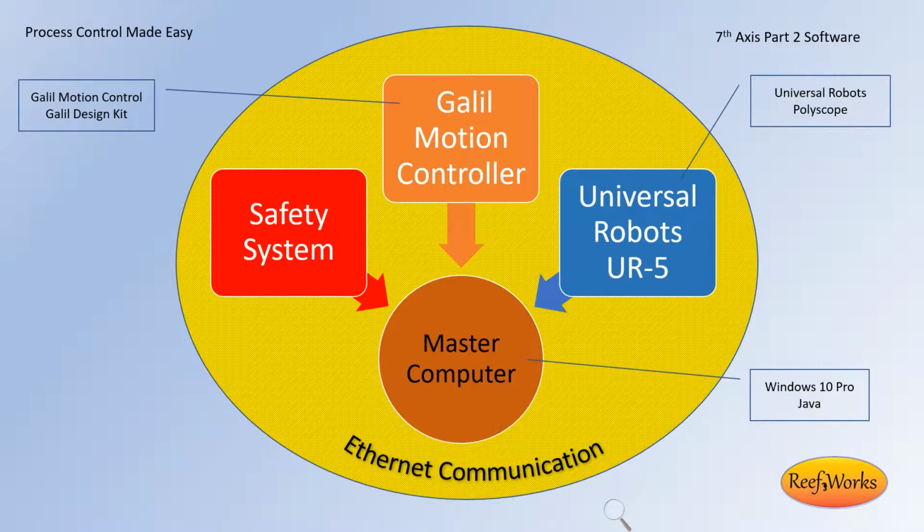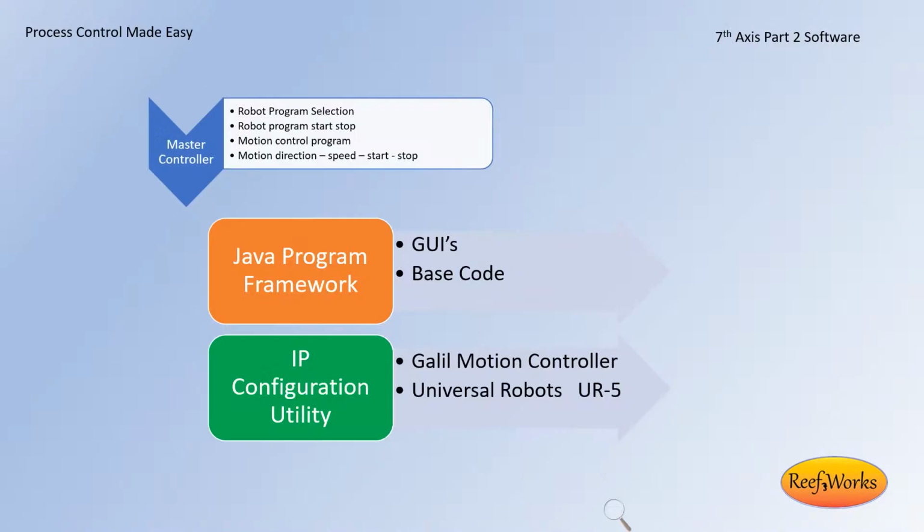Now what we need to do is turn over and take a little deeper dive into the programs. And what we have is the master controller. The master controller runs the robot program selection, the robot program start stop, the motion control program, and the motion direction. The Java program is the GUIs and the base code.